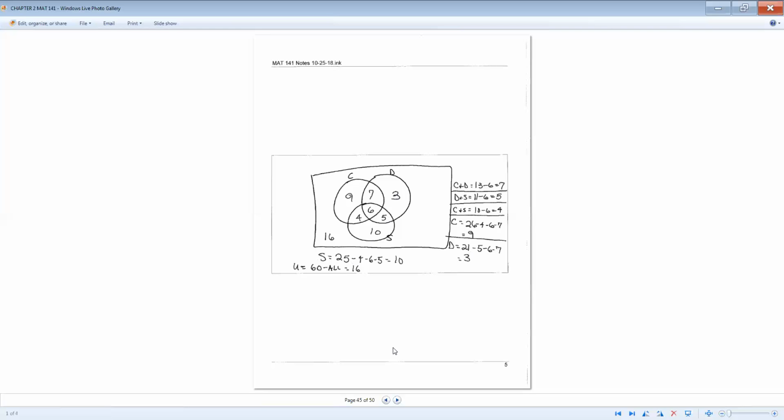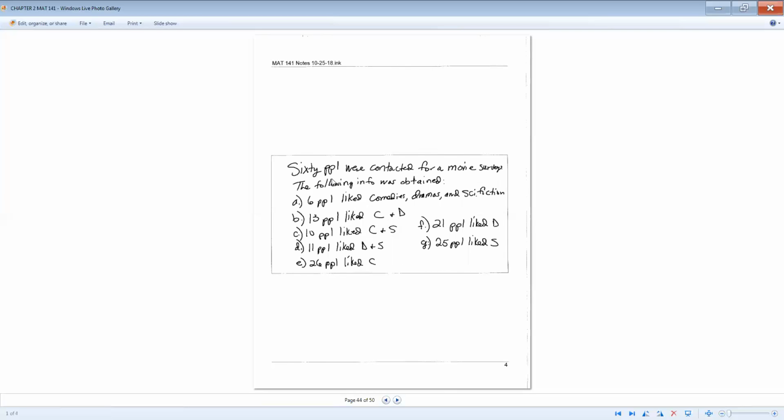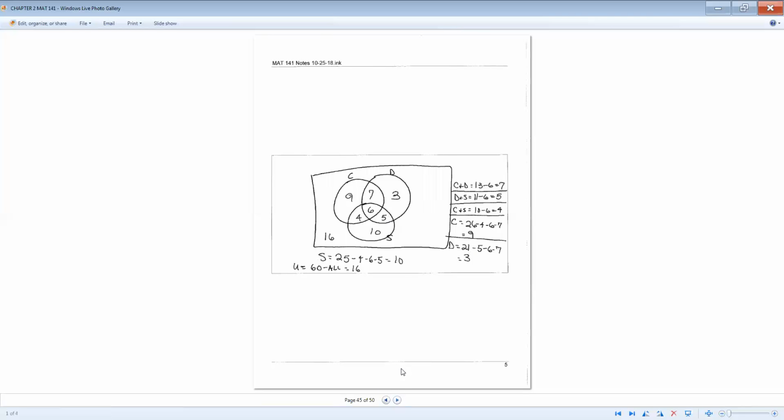And then remember that 60 people were surveyed altogether. So all of these numbers have to add up to 60 in order for you to not have anything out here in the universe. So you subtract all these numbers from 60, and you see that we have 16 left. So 16 people didn't like comedies, dramas, or science fiction.